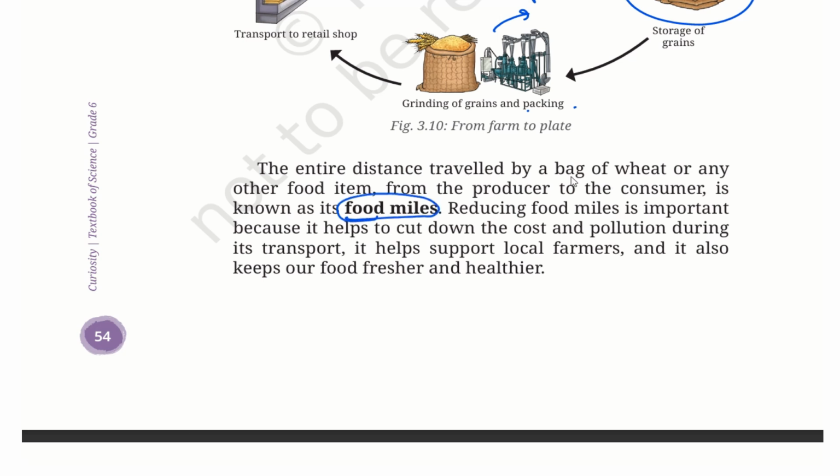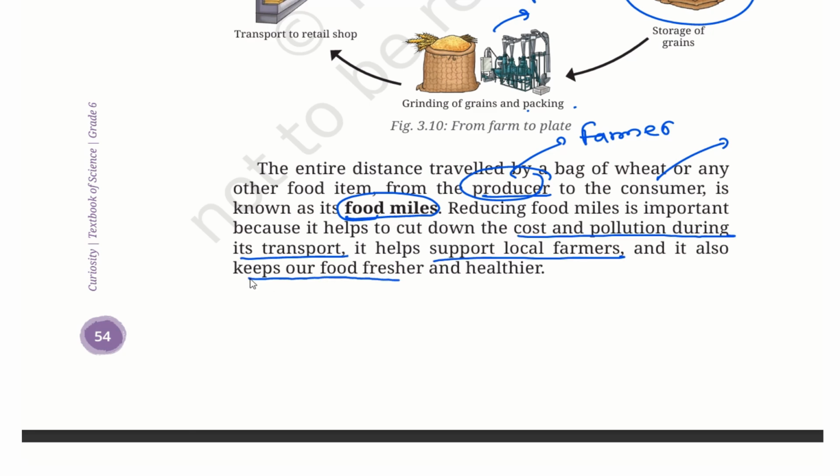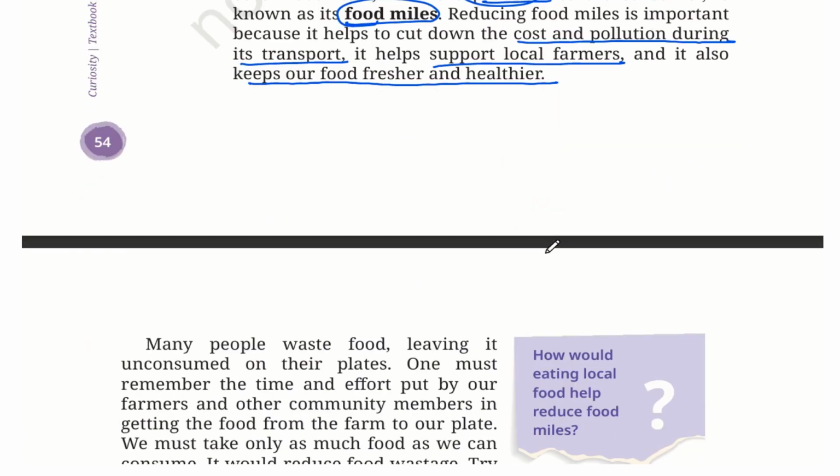The entire distance traveled by a bag of wheat or any other food item from producer to the consumer. Producer means here the farmer, and consumer means we, those who are buying the food. So it's known as food miles. Reducing food miles is important because it helps us cut down the cost and pollution during transport, it helps support local farmers, and it also keeps our food fresher and healthier.